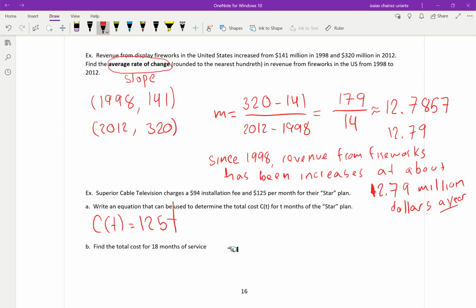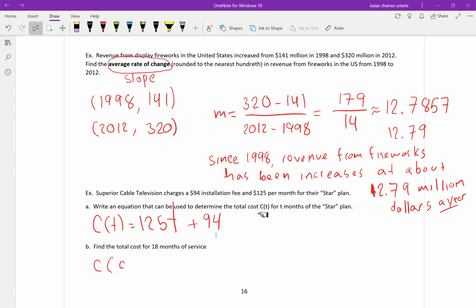But then there was this initial charge, the $94 installation. That's kind of a constant cost. They're gonna charge me that no matter how many months I use this plan. So I think this is my little function right here. 125 would be the slope. 94 would be the y-intercept. Yeah, so it's a linear function. My y-intercept is 94, and it increases 125 for each month. t is in months.